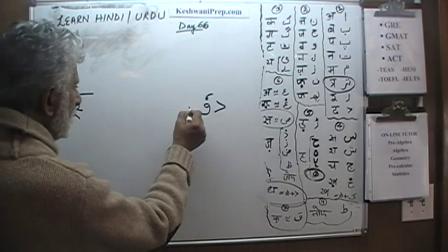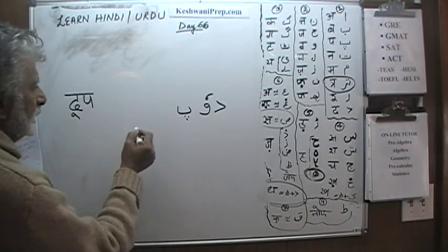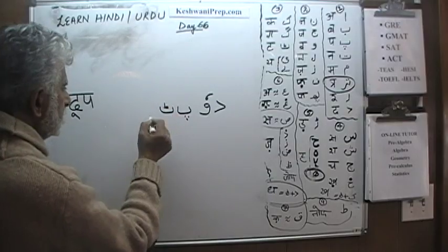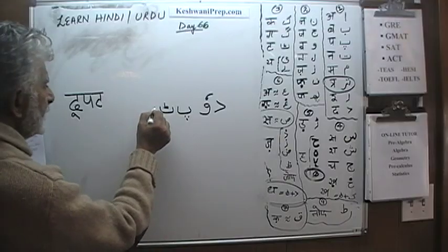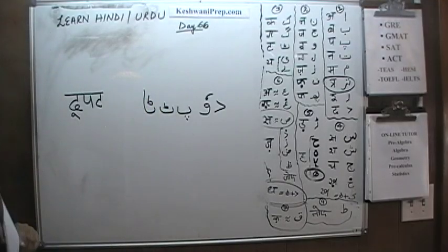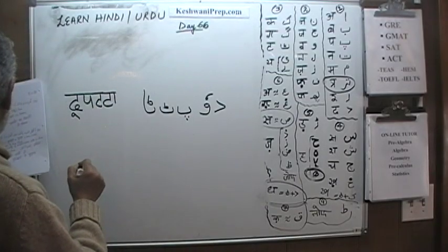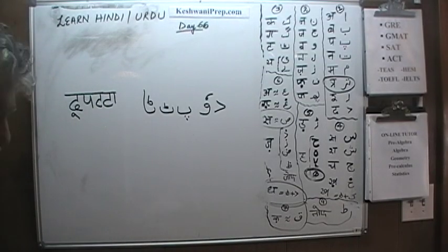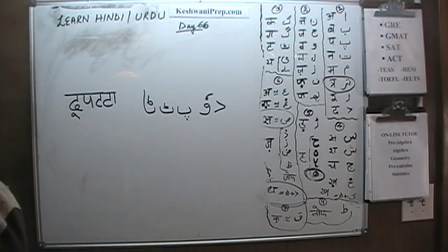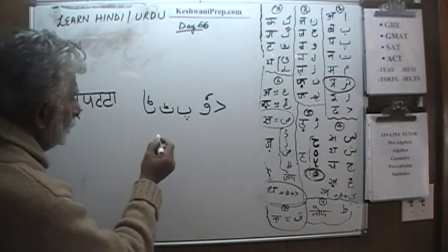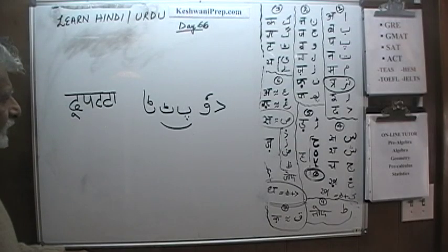Then we have a pa. Do pa. Then we have a ta. And then we have another ta. What does it read? Well, it reads do patta. Pa and a ta is together. Do patta. As you can see, this ta is repeated.